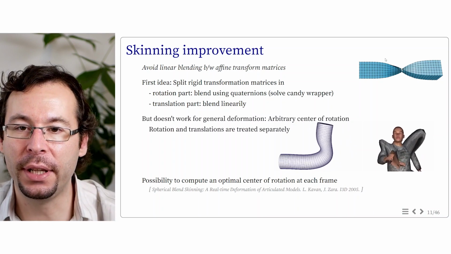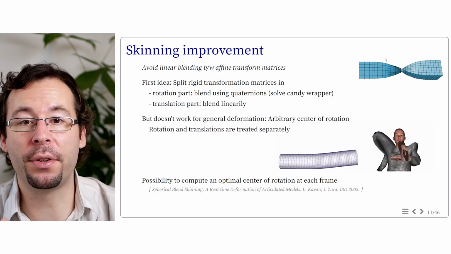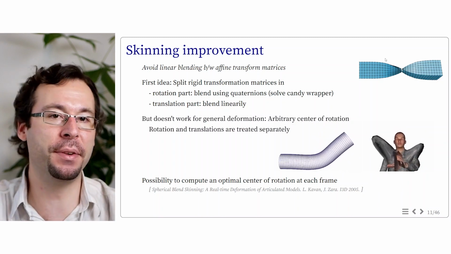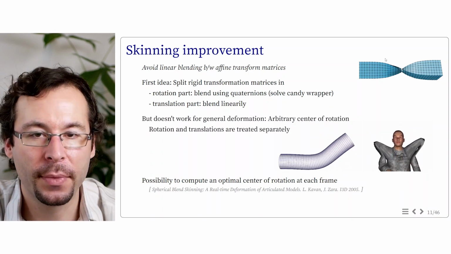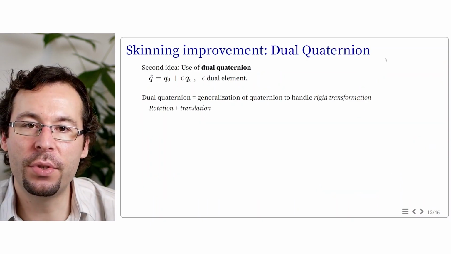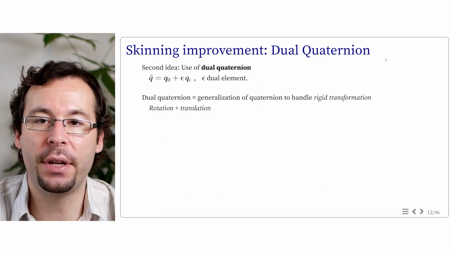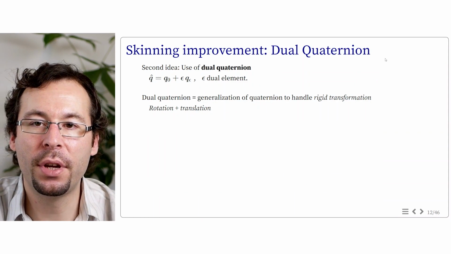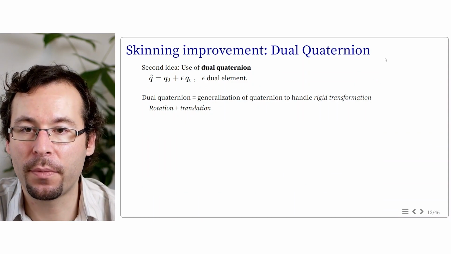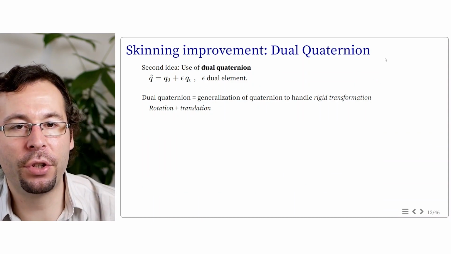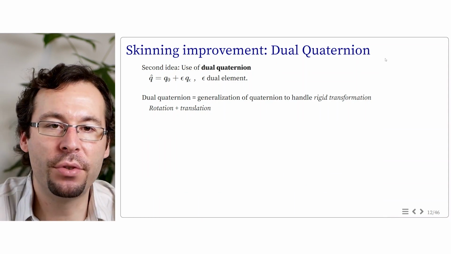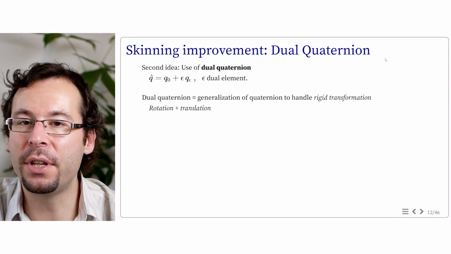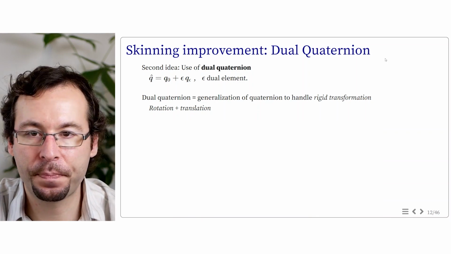So a possibility of improvement is to actually compute an optimal center of rotation and constrain the deformation to act accordingly. This was proposed in 2005, but actually a more general and systematic approach was found 2 years after. And it relies on the use of something called dual quaternions. So the dual quaternion is the generalization of quaternions to dual numbers. A dual quaternion is an element q hat that equals q0 plus epsilon times q epsilon, and epsilon is called the dual element.